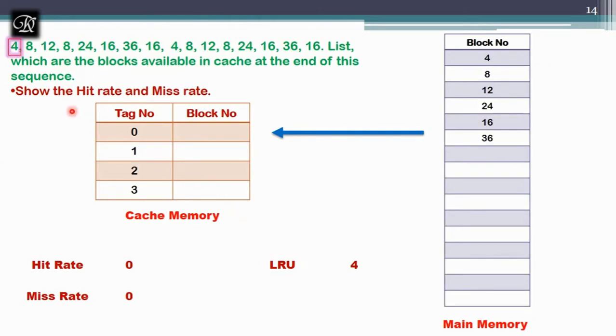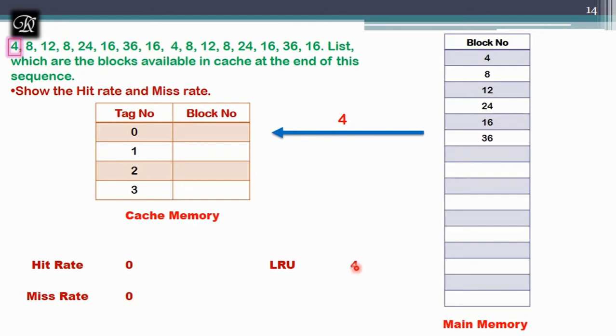So let's take the first request. The first request is 4, and here there is no calculation, it directly goes to store 4 in the first available free location, that is the 0th location. And I'm using one more array over here to remember which is used frequently, which is the least recently used algorithm.